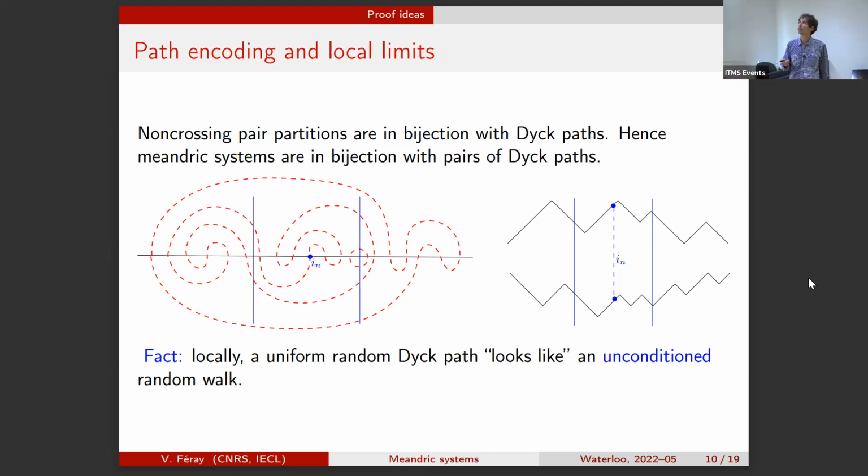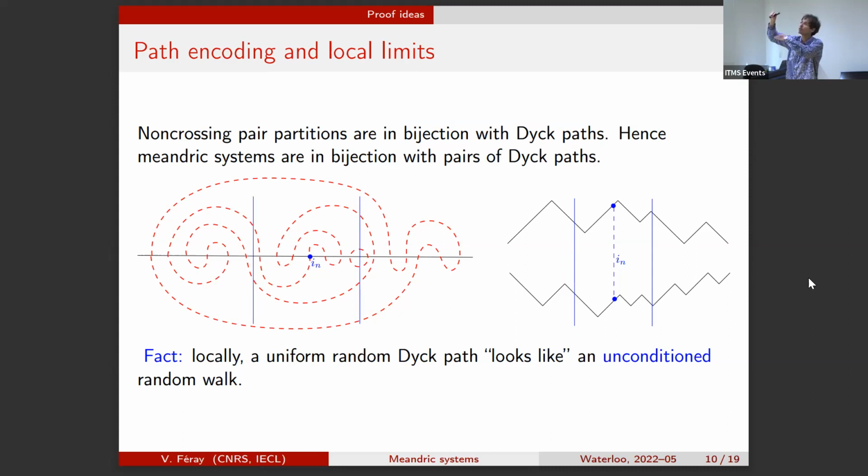And there is a very simple and not too difficult answer to that: when you look around a mark point, and the mark point is taken uniformly at random, the Dyck path will just look like an unconditioned random walk. So the idea is, okay, a Dyck path is just a random walk which is conditioned to come back to 0 at time n and to stay always above the diagonal.